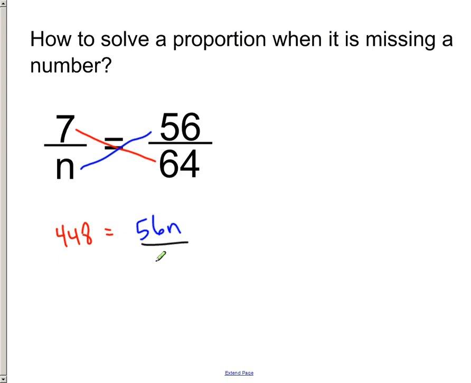Now we know what to divide by. Divide by 56 on both sides. And suddenly I know that 448 divided by 56 is 8. So 8 equals n. And if I plug that in, yes, it would work out. It would make up a proportion. So our answer is 8.